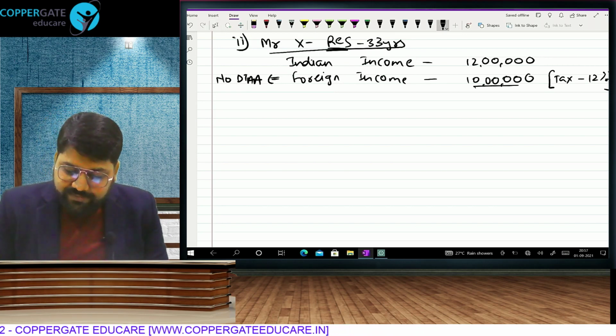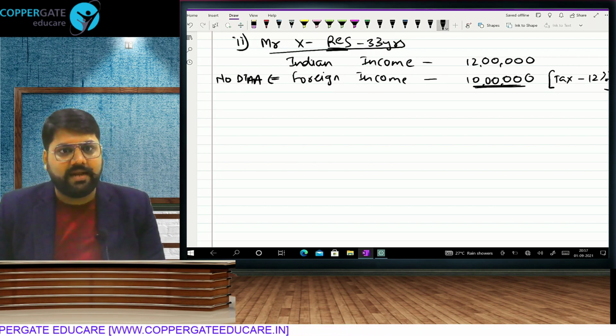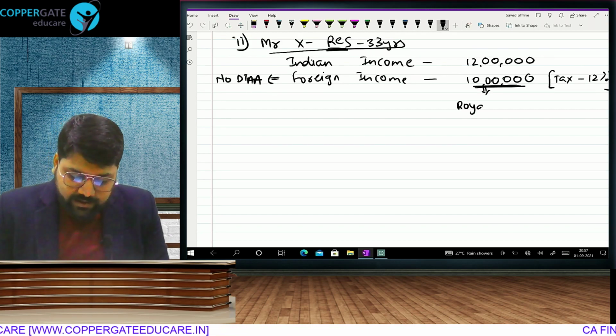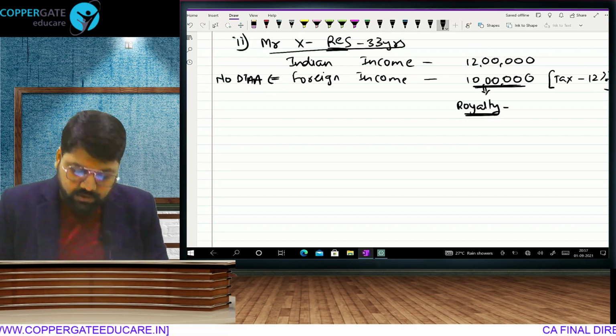The foreign income that you have earned of rupees 10 lakh, the question has given further information that this 10 lakh is in the nature of royalty.